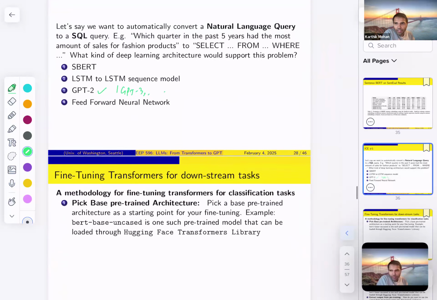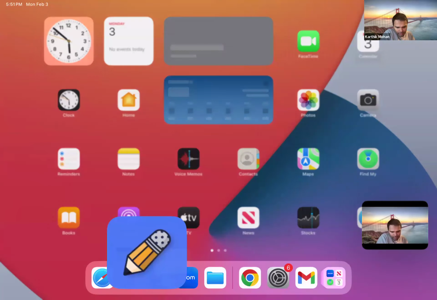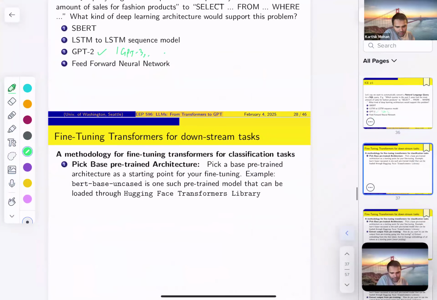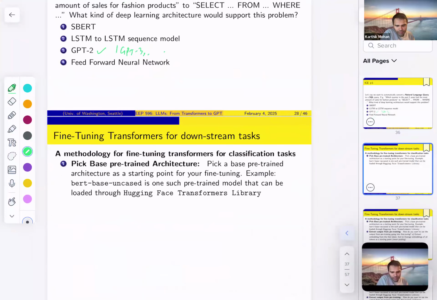Okay. So one last thing before we close is just a methodology for fine-tuning transformers, right? This is true even for vision or any other task. You first start with a base pre-trained architecture. For example, BERT base uncased is one of them that you'll find on Hugging Face, right? You might have already used Hugging Face. If not, you'll use it in this course. So you just pick one. It's already trained. The weights are there, but it's not fine-tuned.